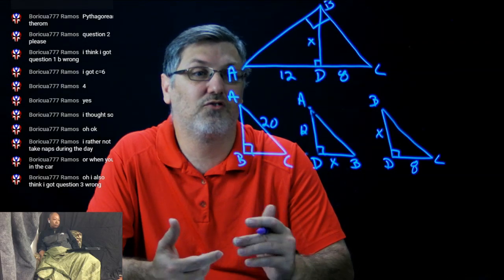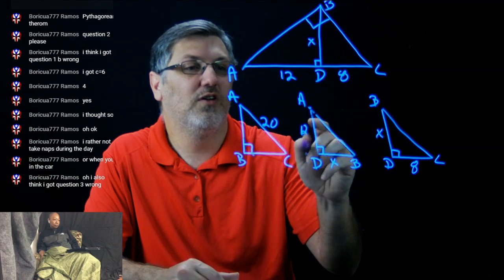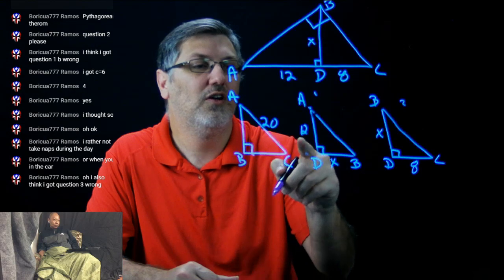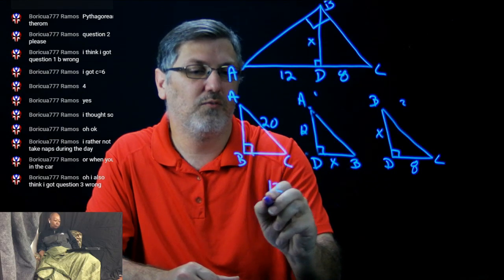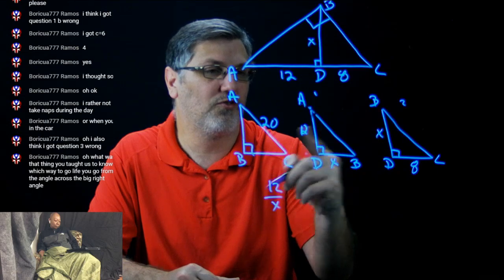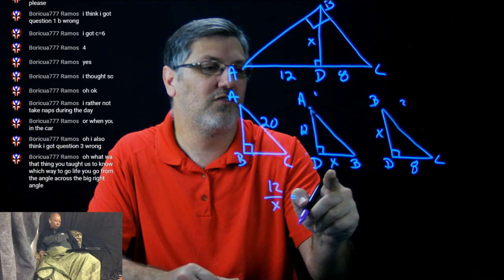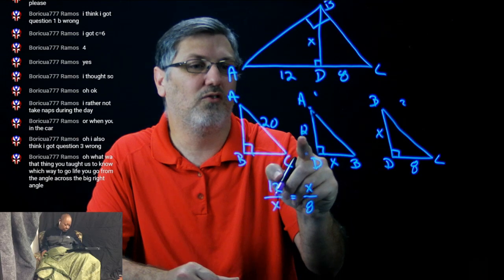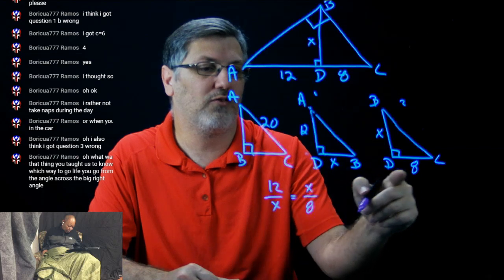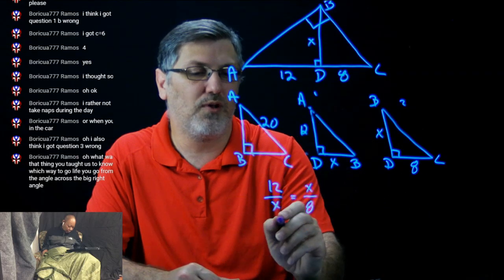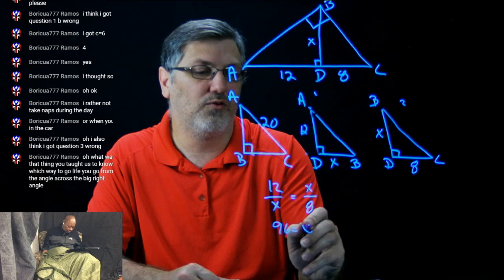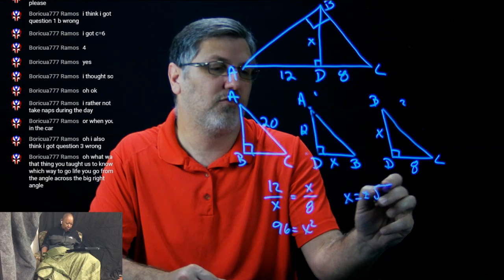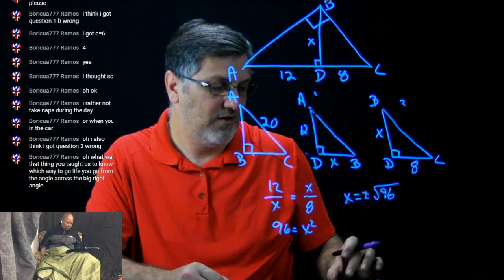Well, these are similar triangles, so we can set up our proportions. We're going to use this triangle here and this triangle here to set up our proportions. So I'm going to do 12 divided by X, because they're the proportional sides, equals X over 8. So to stay with the same triangle, larger triangle to a smaller triangle, larger triangle to a smaller triangle. From here we cross multiply, and I get 96 equals X squared. We take the square root. X equals plus or minus the square root of 96.